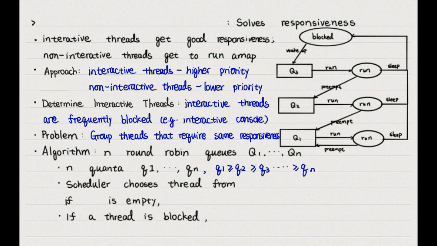All threads are initially assumed to be very interactive, so we put them on Qn. Scheduler always chooses thread from Qn unless it is empty.